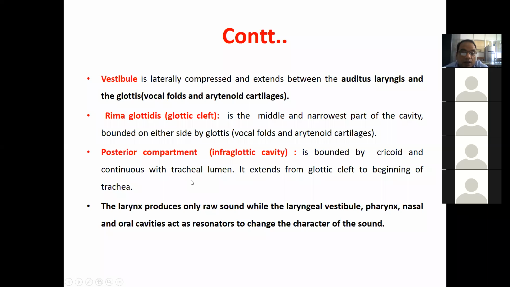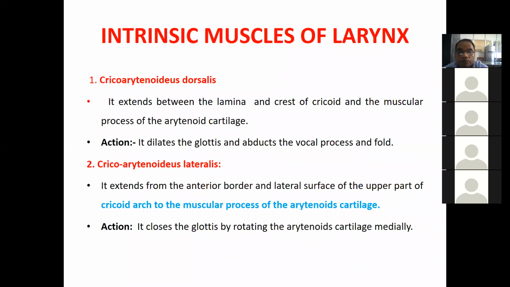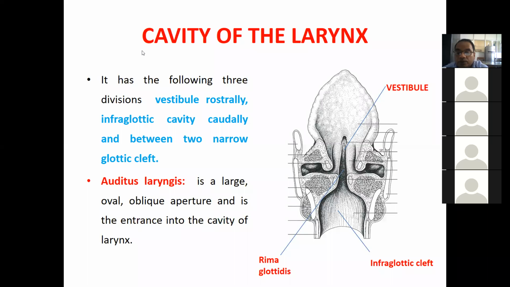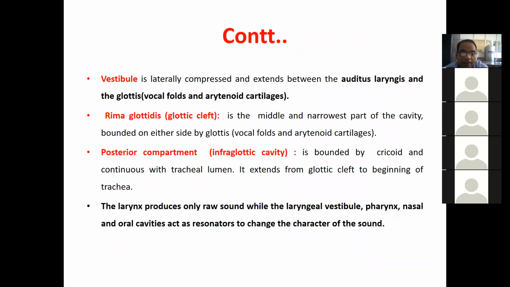Another part, the infraglottic cleft or the posterior compartment, is bounded by the cricoid and is continuous with the tracheal lumen. You see this part is the wide part and it continues with the lumen of the trachea.